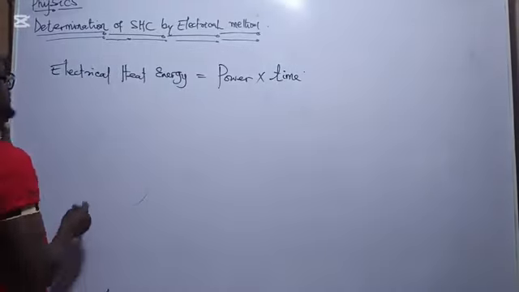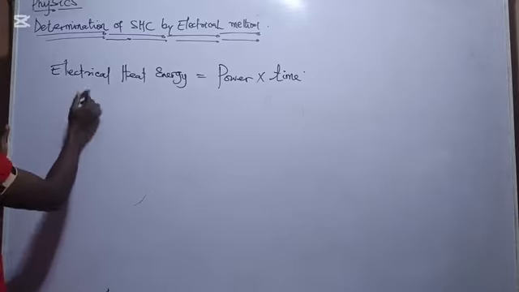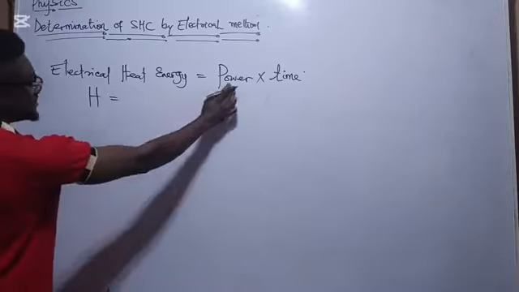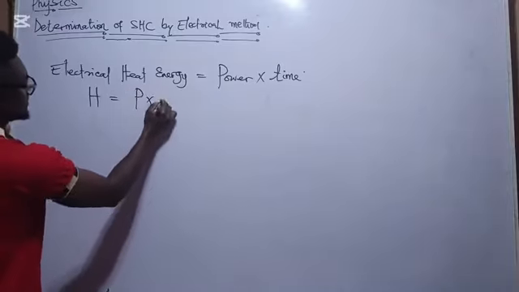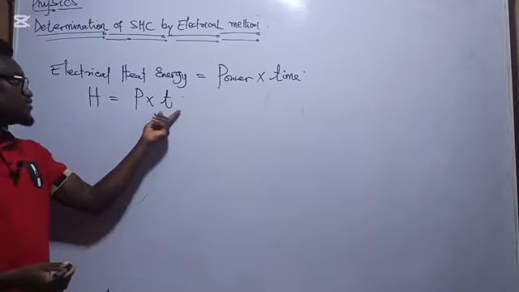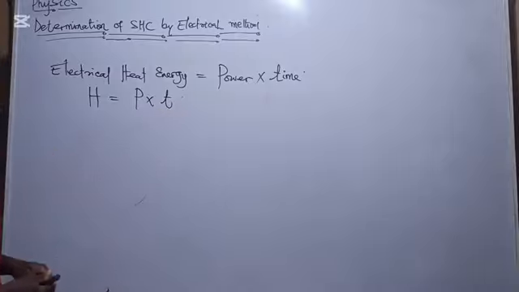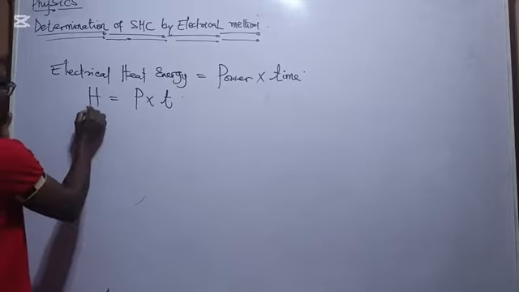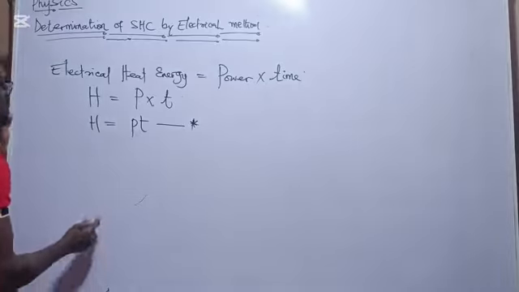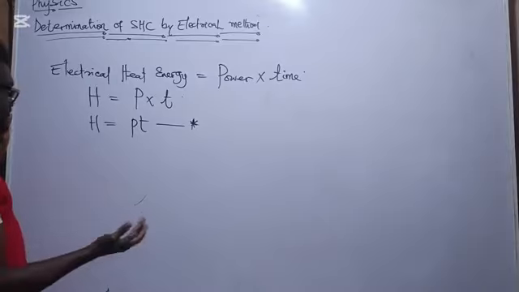Okay? So I can now say that the electrical heat energy, of course, we normally use H to represent heat, is the power times time. The power is measured in watts, while the time is measured in seconds. So you should always consider their units whenever you are solving anything. If we have heat equal to power times time as a formula, then you remember that electrical power is the product of current and voltage.